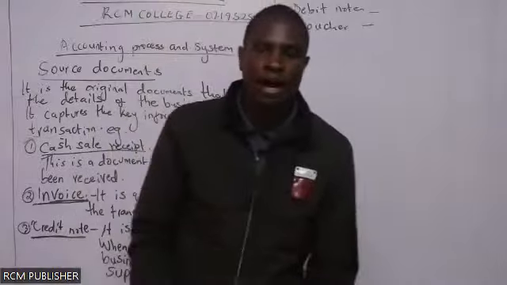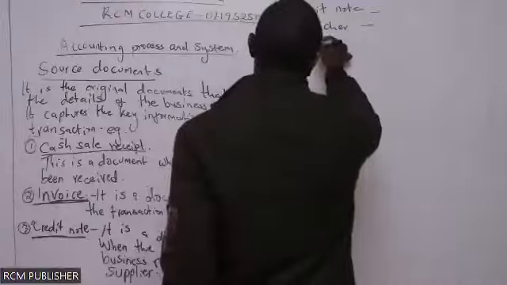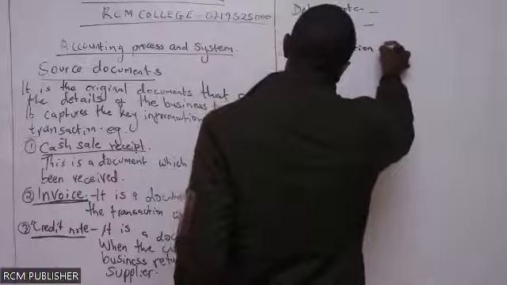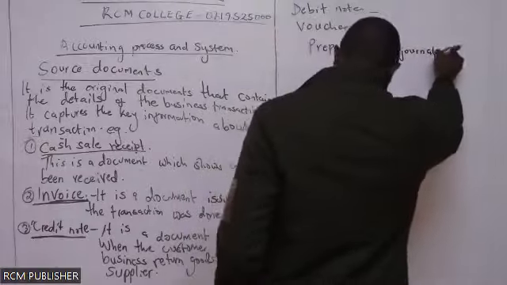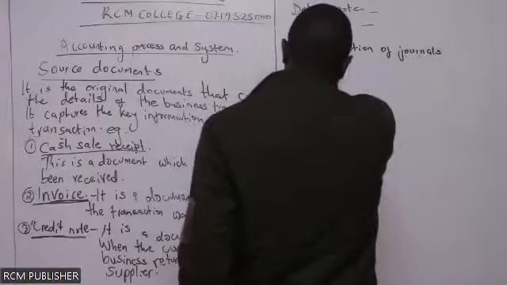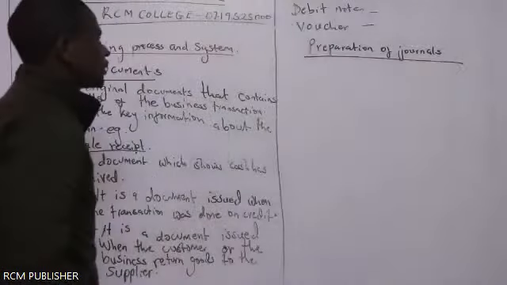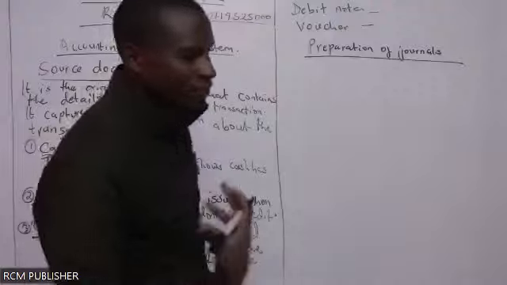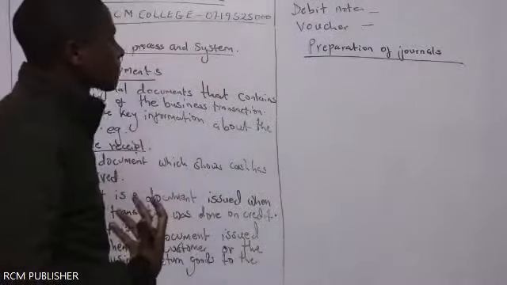How do we prepare a journal, or the presentation of journals? These are like diaries. Journals, we can call them diaries. So how many columns do you think our journal will have? Eric, karibu. How many columns?